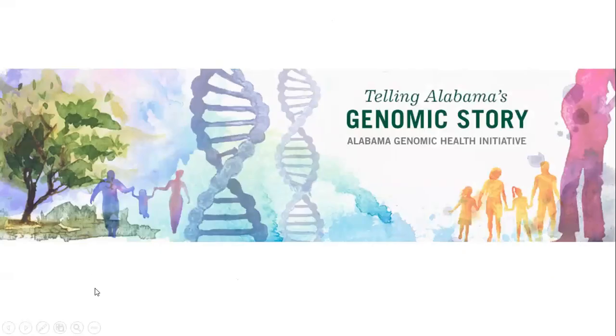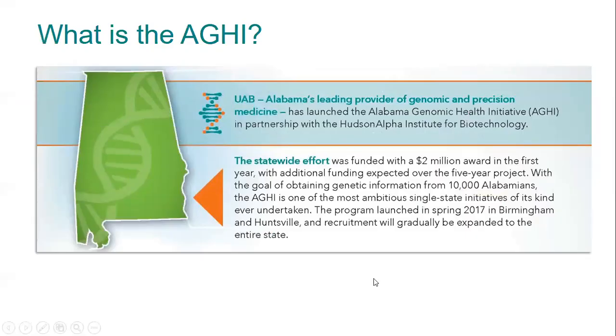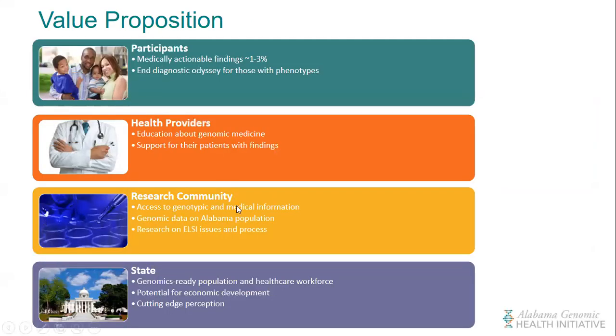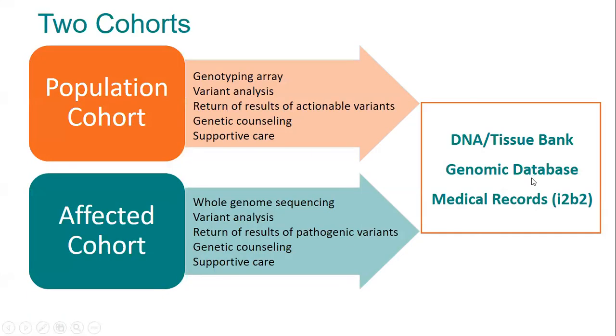So in the last 5 minutes, I want to tell you about two programs that we're involved in here. One called the Alabama Genomic Health Initiative, which is funded by the state. We've now received $6 million over the last 3 years. We're hoping it'll be $10 million over 5. And there's various reasons we're doing it. We think it is serving as a way to engage people in the state in genomics, both participants and health providers. And as you'll see, there's a research database.